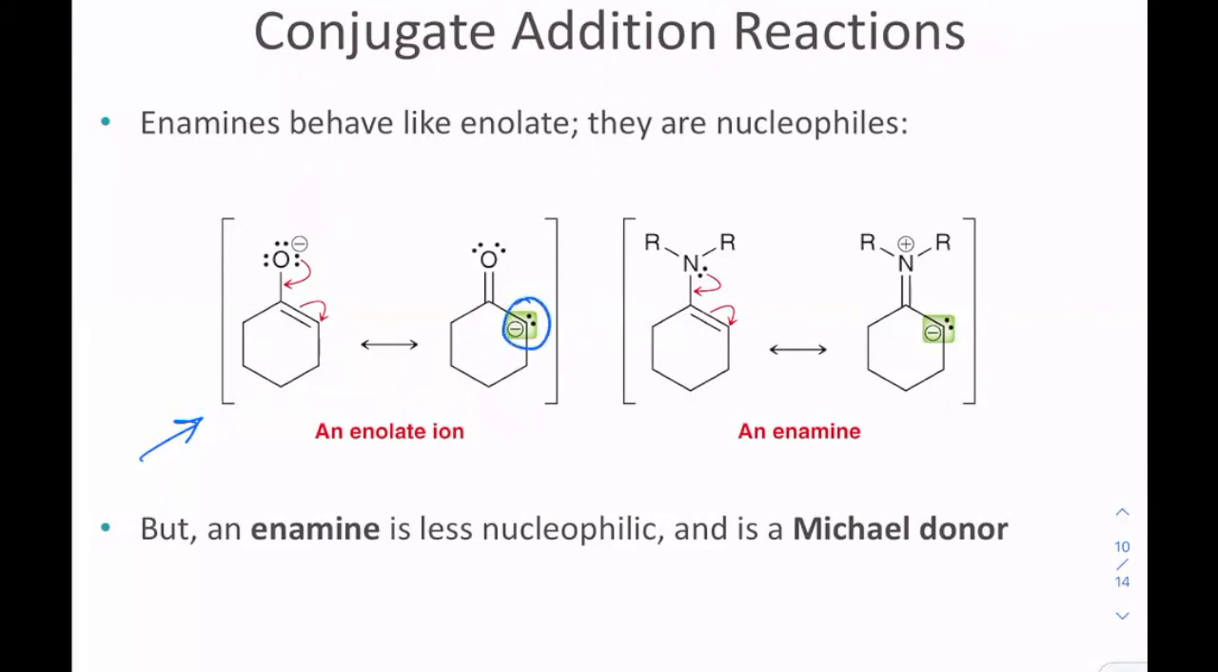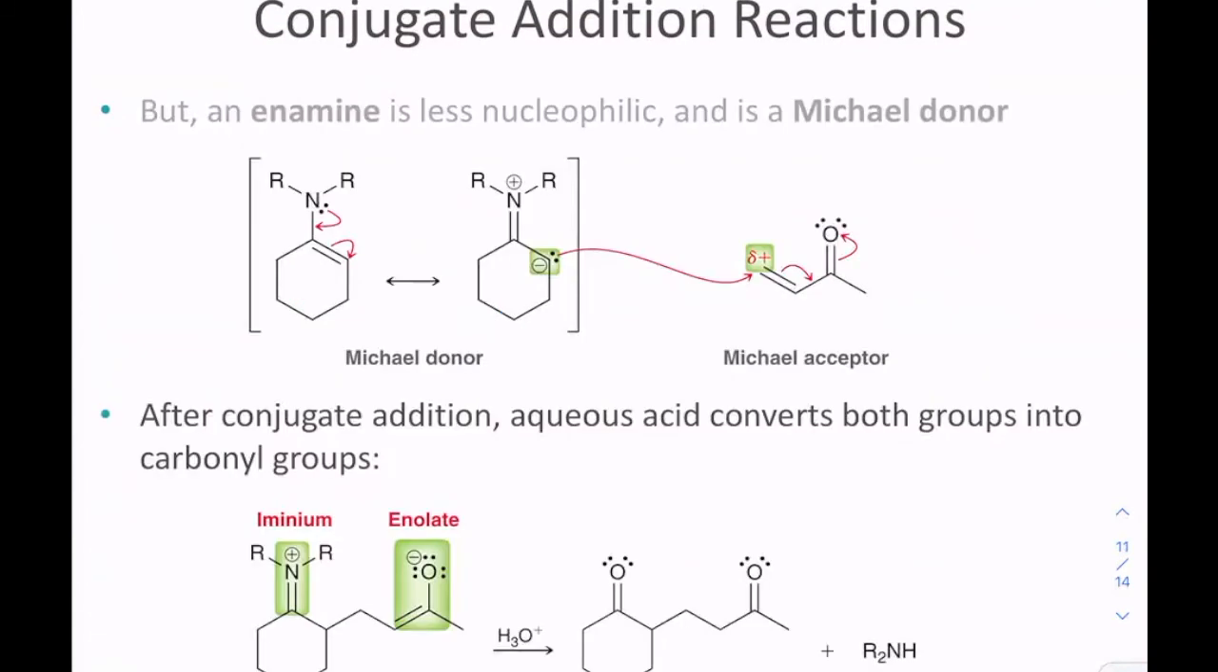And it turns out when we have an enamine, we can actually do the same thing. When we have our enamine, we're going to have a resonance structure that puts the negative charge right on the alpha carbon. This enamine is a Michael donor. So the enamine is going to be the nucleophile that attacks the beta position, kicks over and kicks up, and then we protonate. And then we have the tautomerization.